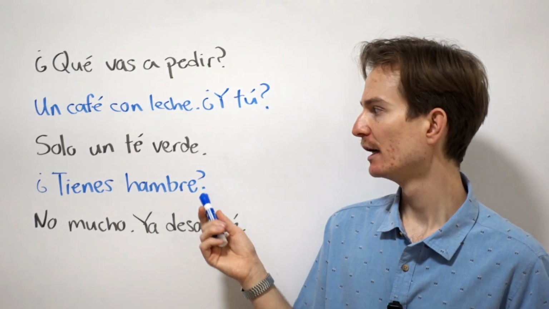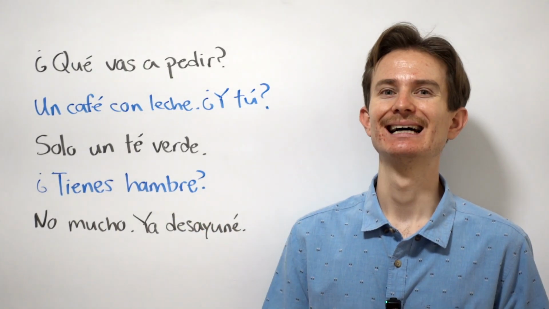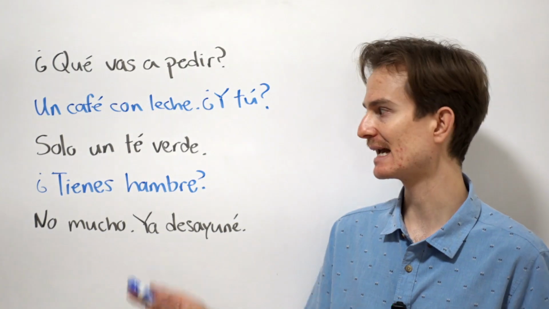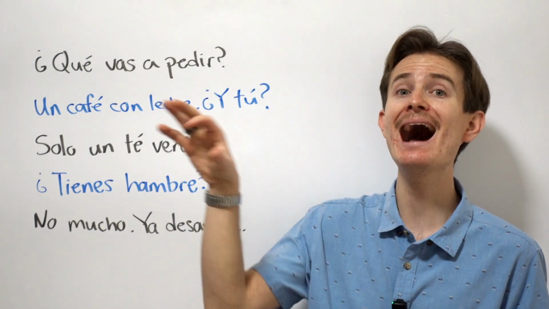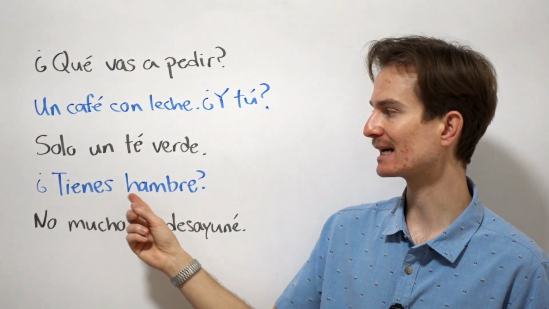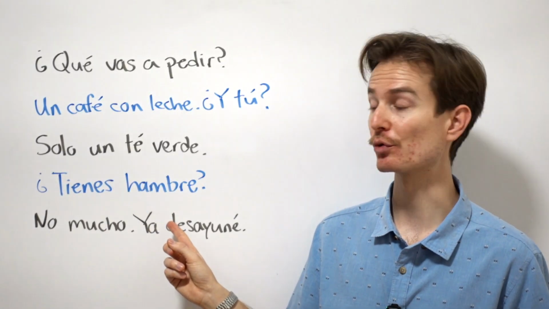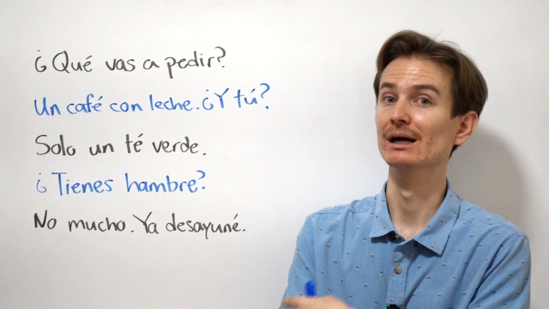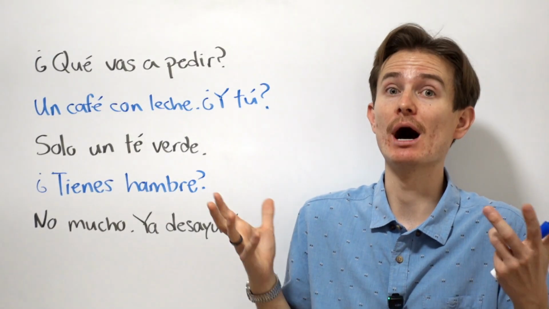¿Tienes hambre? Are you hungry? Notice how in Spanish, I don't say, ¿Estás hambre? Are you hungry? That's incorrect. You would say, ¿Tienes hambre? Do you have hunger? Okay? We use that for hunger. We use it for thirst, right? ¿Tienes sed? That's, are you thirsty? Or, tengo frío. I'm cold. Or, tengo calor. I'm hot.